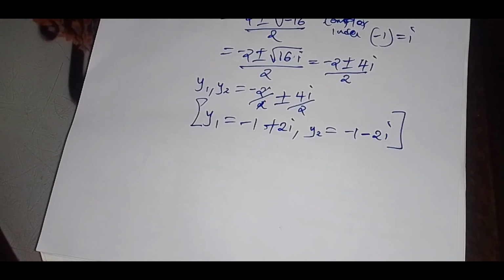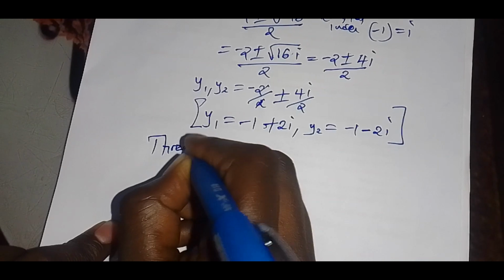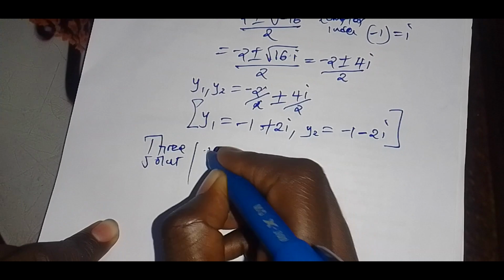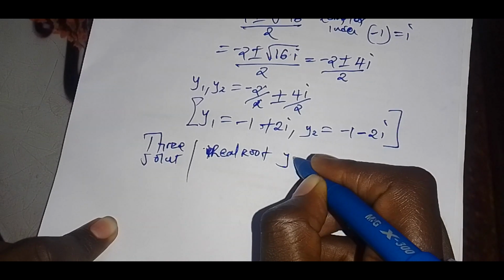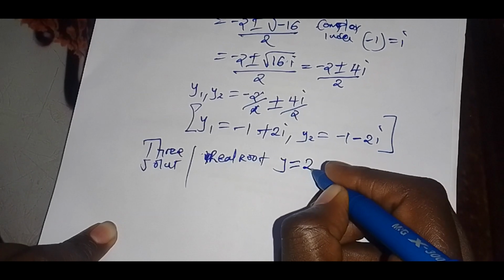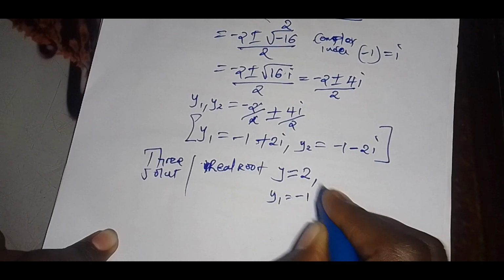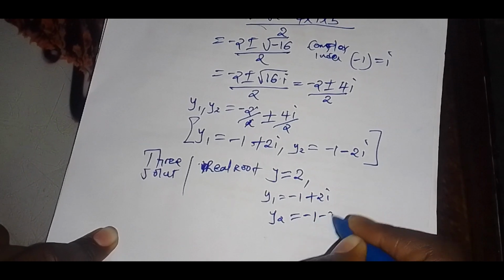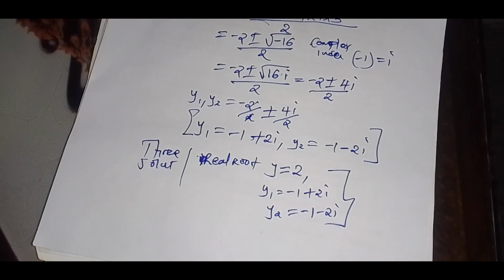So that means that we have three solutions. The first one is the real root, which is y. Remember we were able to calculate the first value of y, which is 2, and the two complex roots, y1 which is minus 1 plus 2i, and y2 which is minus 1 minus 2i. So these are the three solutions which are well explained.